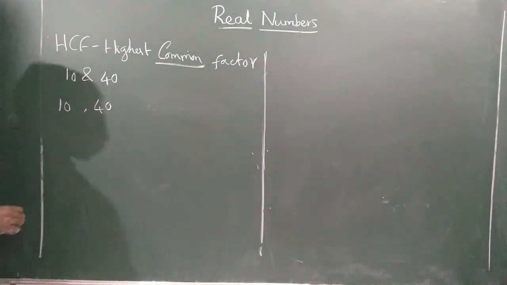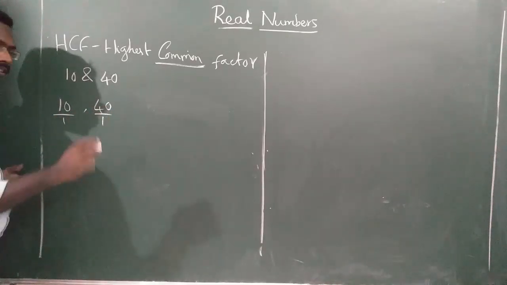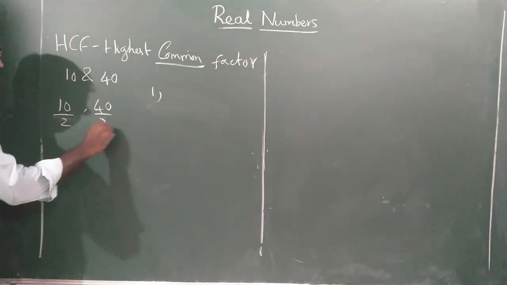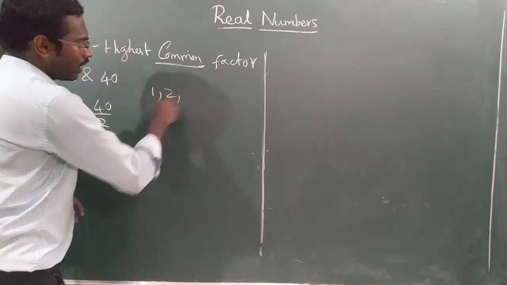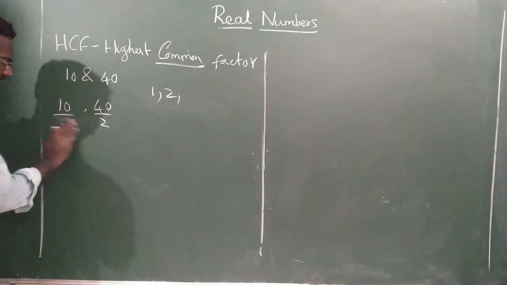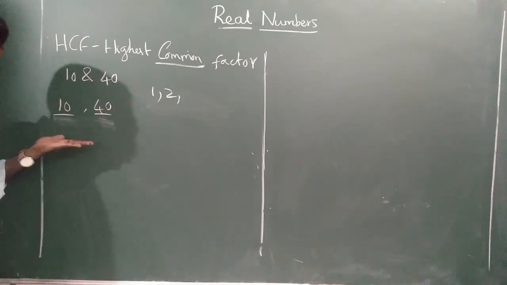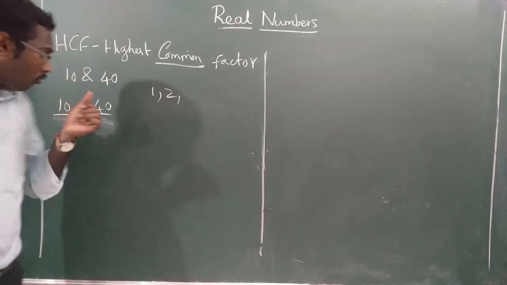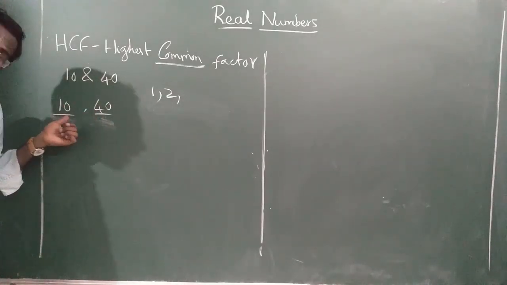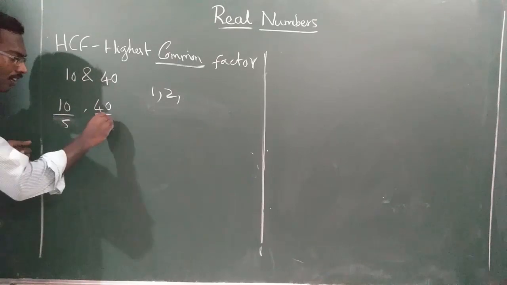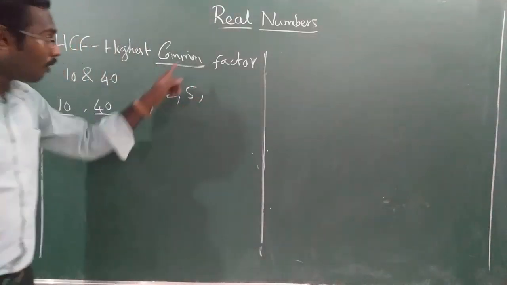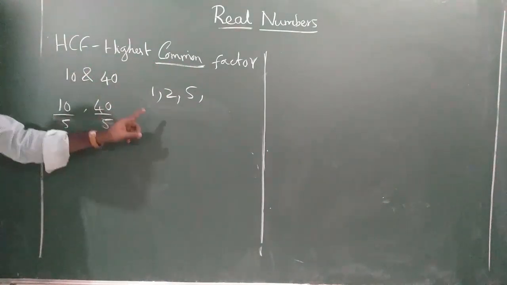10 and 40. They both are divisible by 1. No problem, 1 is a common factor. Then they both are divisible by 2. What about 3? No, not possible. 10 is not divisible by 3. What about 4? 40 is divisible by 4, but 10 is not. What about 5? 10 is divisible by 5, and 40 is also divisible by 5. So 5 is a common factor.